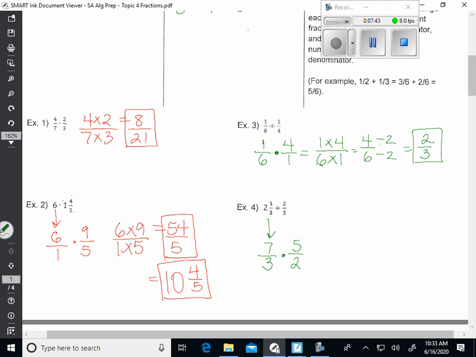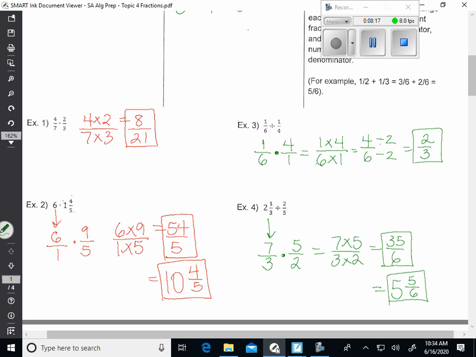So after that, it becomes a multiplication problem. 7 times 5 is 35. 3 times 2 gives you 6. 35 and 6 cannot reduce, so you can leave your answer as 35/6, or you can change it to a mixed number, which is 5 and 5/6. That's that, problem's over.